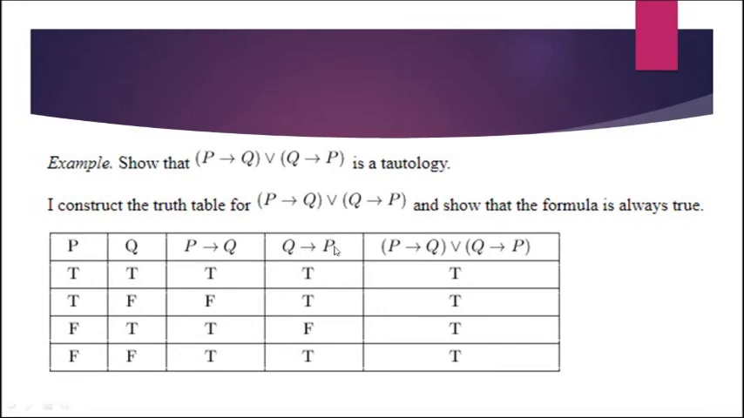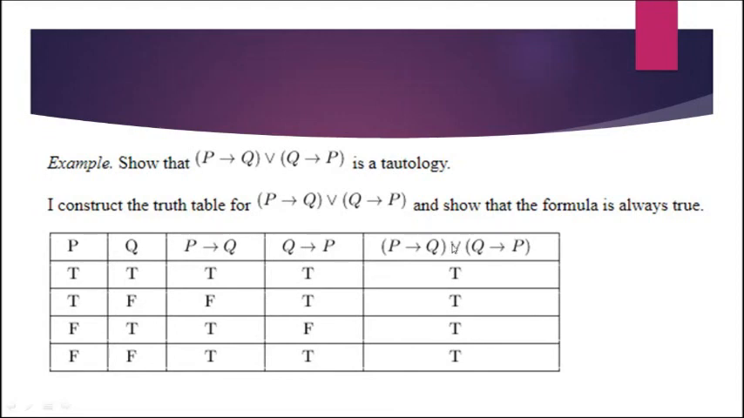Next, Q implies P. So, we reverse it. This becomes the first statement, and this becomes the second statement. So true, true, true, false, true, true. First statement is true, second statement is false, so we have false. False, false, then we have true.